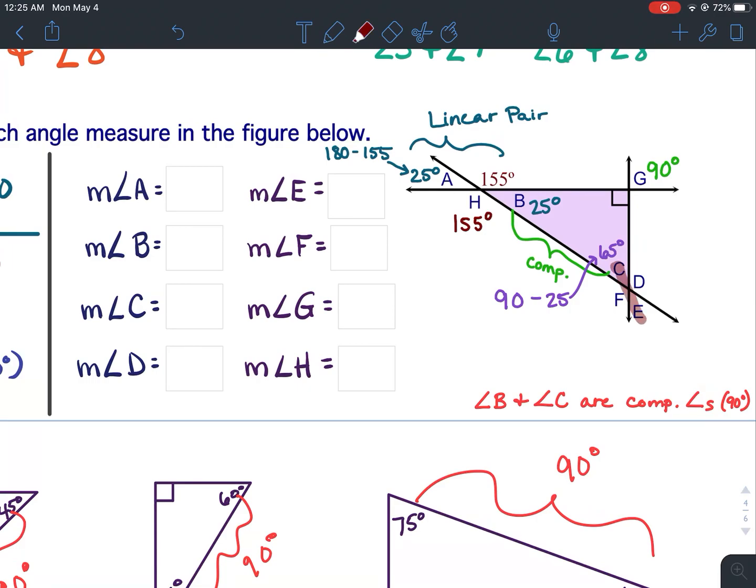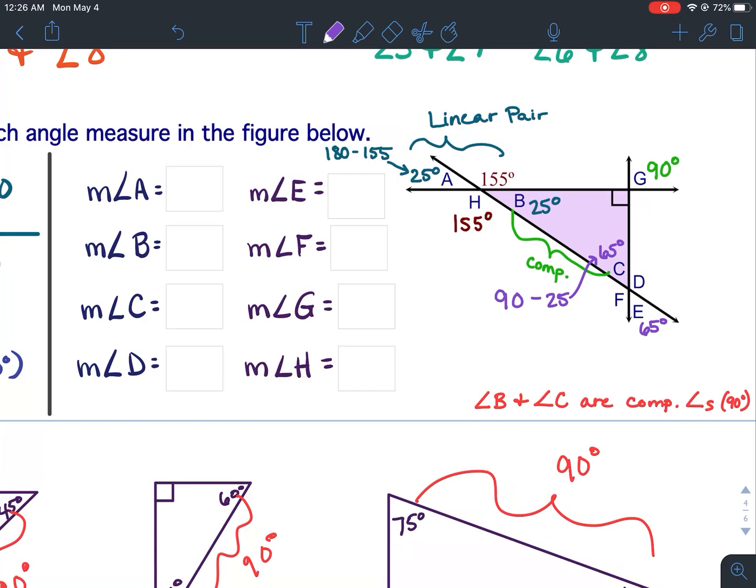Well, C and E are across from one another. They are vertical angles, and vertical angles are congruent. So if angle C is 65 degrees, then that means angle E is also 65 degrees. Really having trouble with my fives today. There we go.